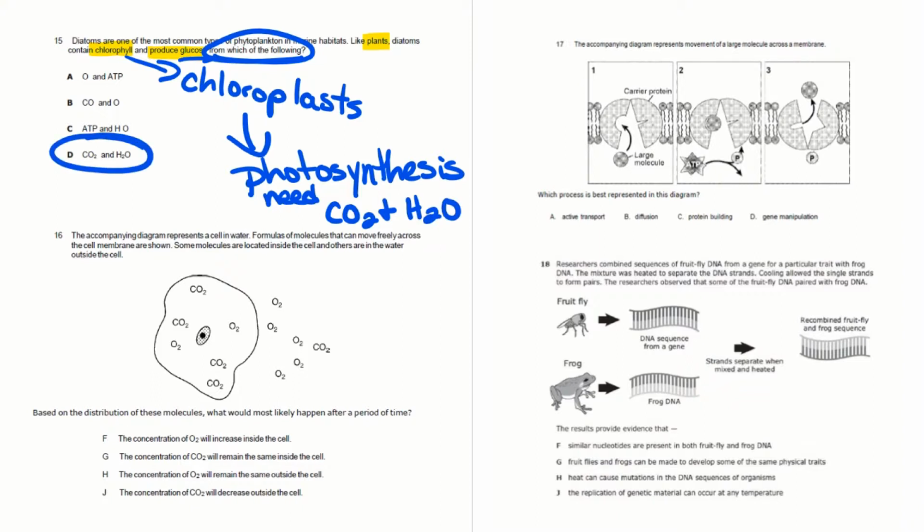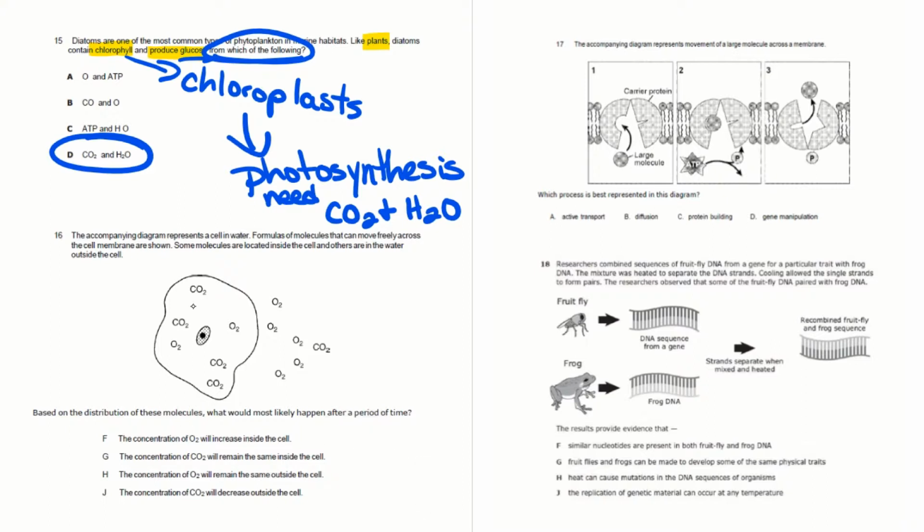Okay, number 16. The accompanying diagram represents a cell in water. Formulas of molecules that can move freely across the cell membrane are shown. Some molecules are located inside the cell and others are in the water outside of the cell. Based on the distribution of these molecules, what would most likely happen after a period of time? So let's first identify how many CO2s we have inside of the cell, how many we have on the outside, and how many O2s we have inside and outside. So we could determine high and low concentrations.